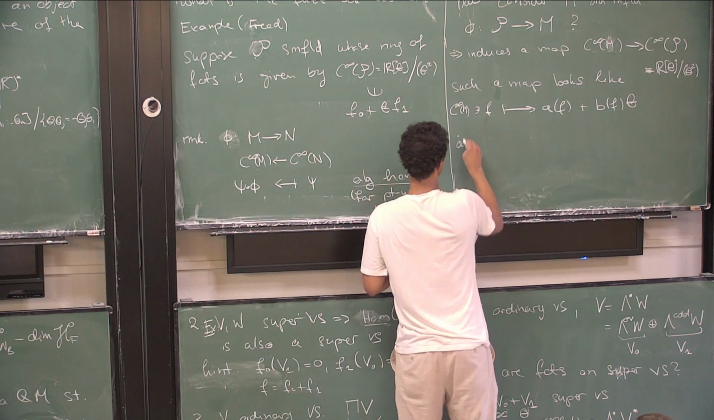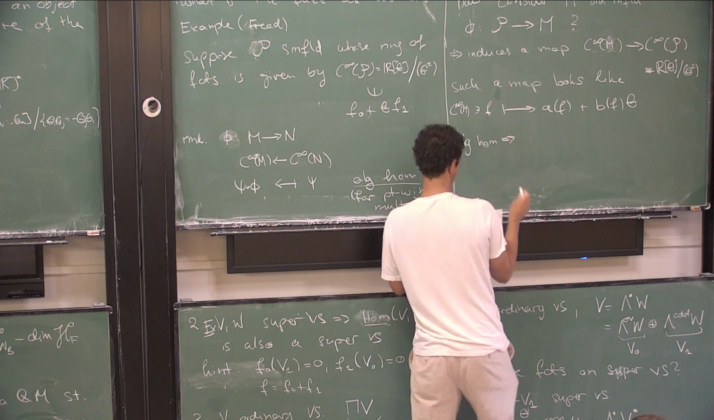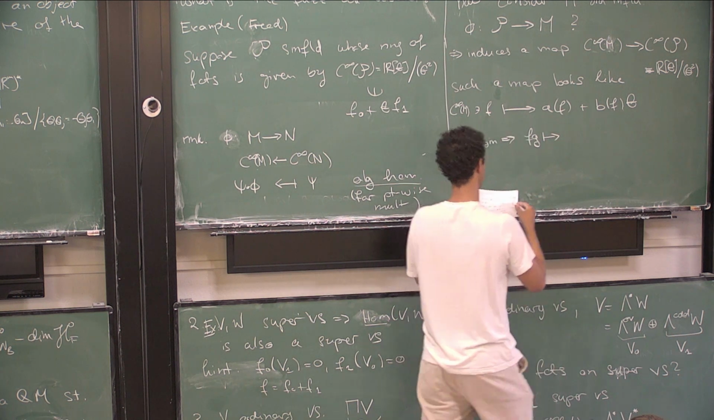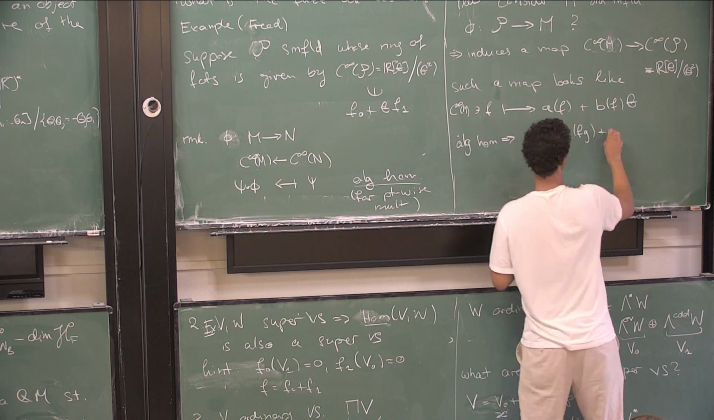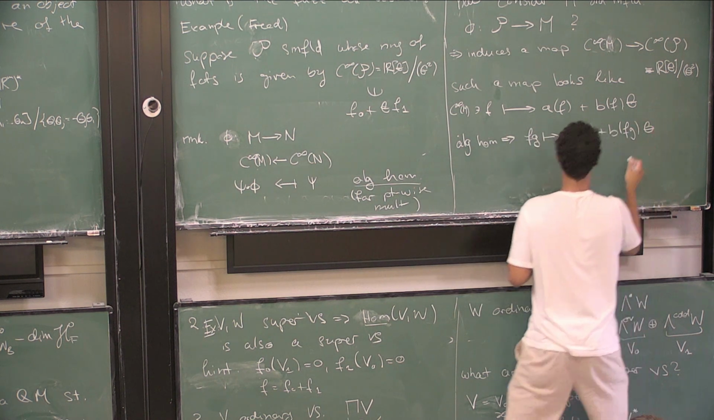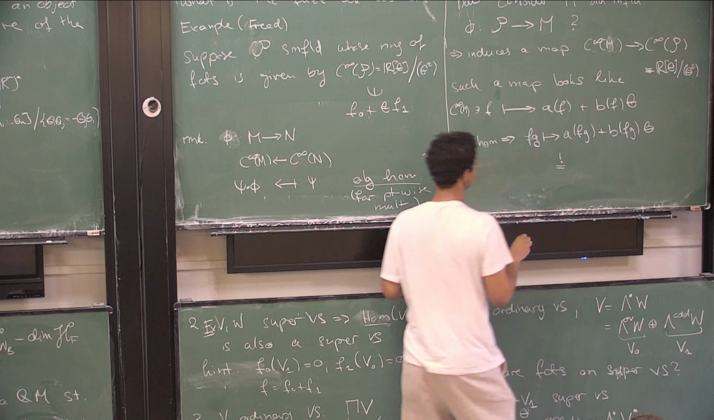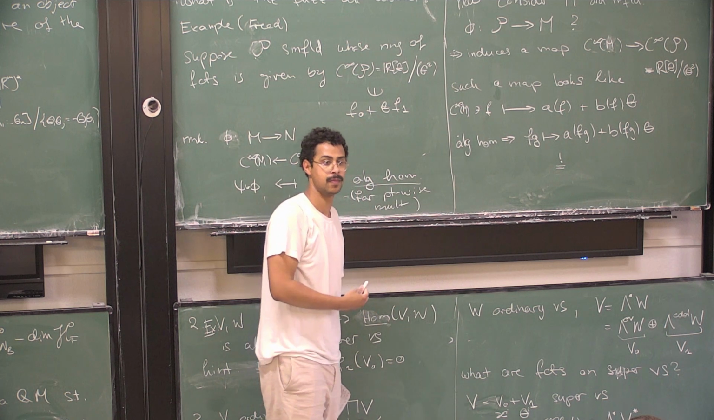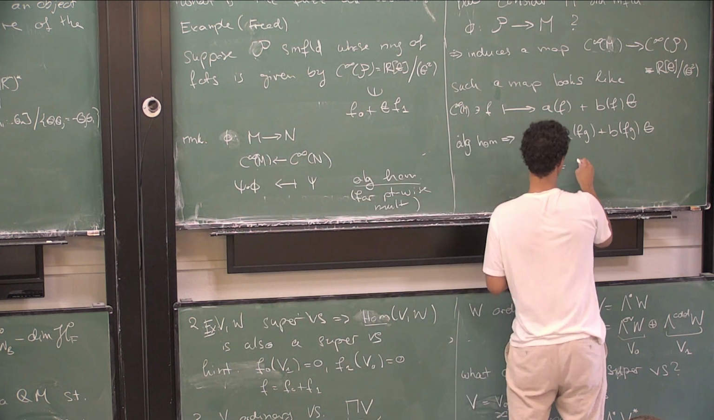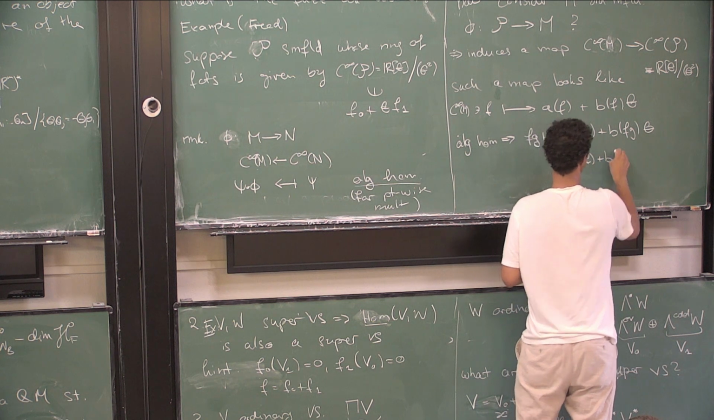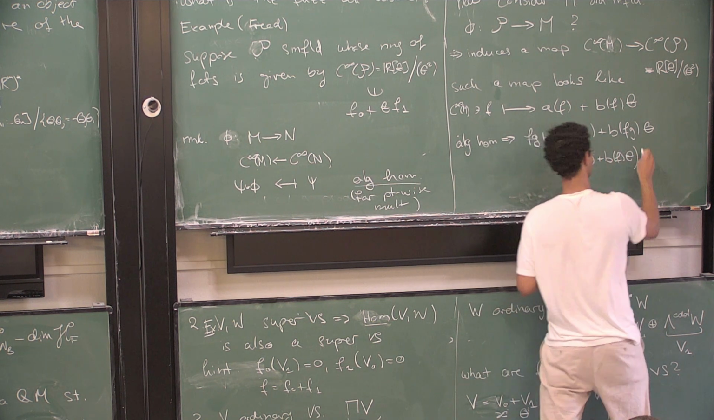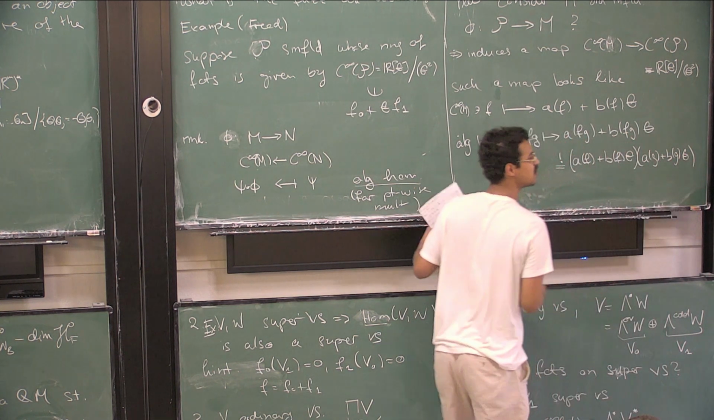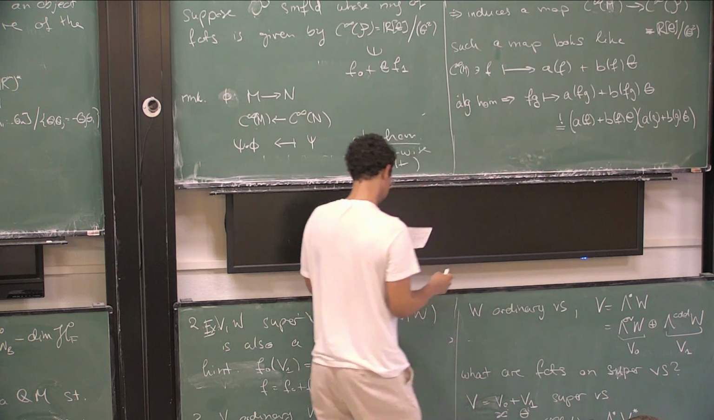So that's an algebra homomorphism. What should that tell us? It says that fg maps to A of fg plus B of fg theta. But this is supposed to be the same as if I map f and g independently and then multiply them. Okay? So this should be (A of f plus B of f theta) times (A of g plus B of g theta). Oh, I'm going late. Okay. Let me just finish this example.